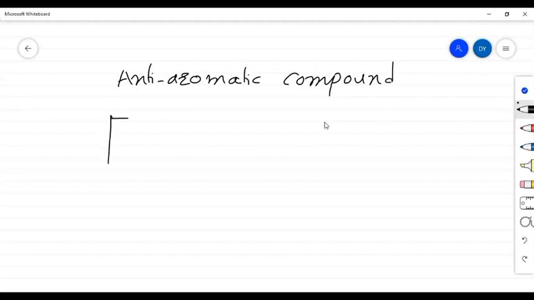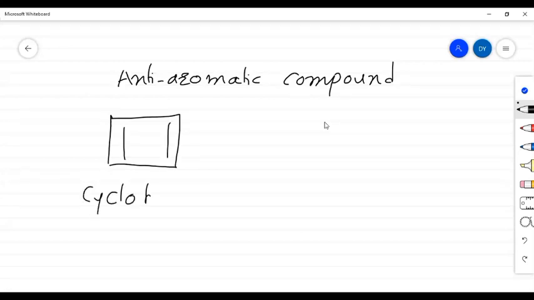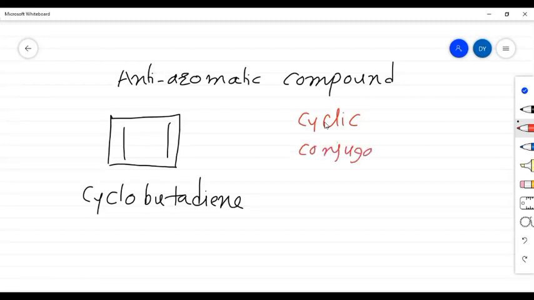Now students, see this compound. This is cyclobutadiene. Now this compound, first of all, is cyclic. It consists of a conjugated system of double bonds. Then all the carbon atoms are sp2 hybridized, that's why it is planar. Okay, now we're going to see whether it follows Huckel's rule or not. Now this cyclobutadiene contains, as you can see, two pi bonds.